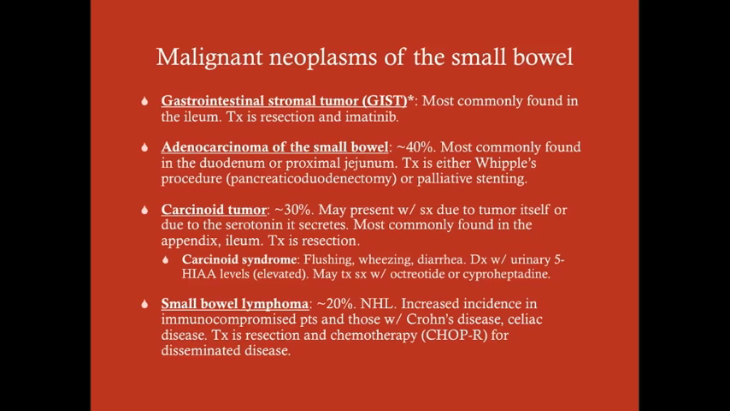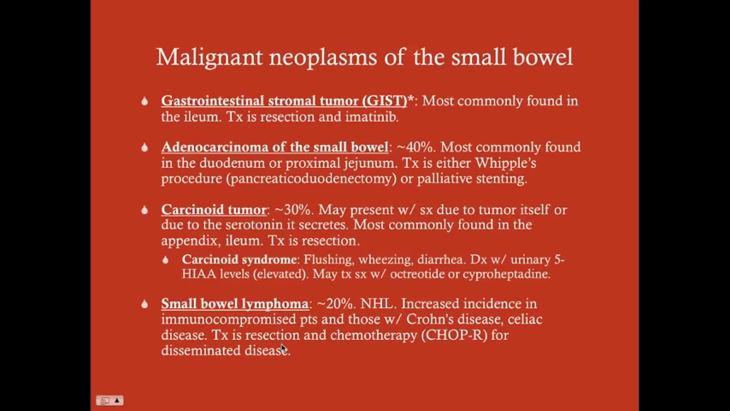Okay, and then small bowel lymphoma, just like in the stomach, is a non-Hodgkin's lymphoma. It's B cells. This makes up about 20% of malignant neoplasms of the small bowel. There's an increased incidence in immunocompromised patients, as well as those with Crohn's disease and celiac disease. So patients where there is chronic inflammation of the small bowel are at risk for small bowel lymphoma.